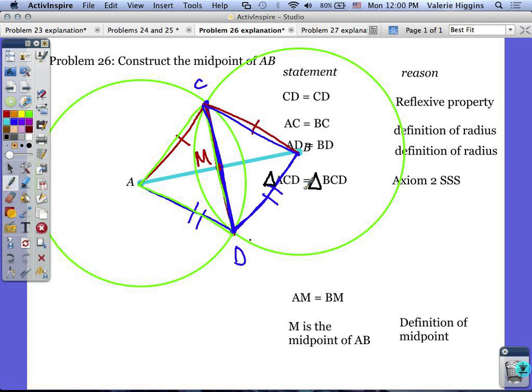AC is congruent to BC. All right. We already said that. That's two. What other corresponding parts that we haven't already stated? We can't say AM is congruent. No, we don't know that yet.